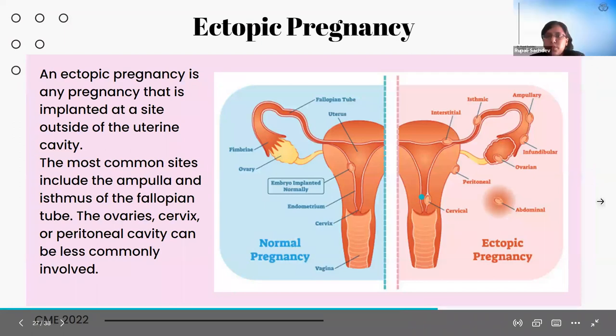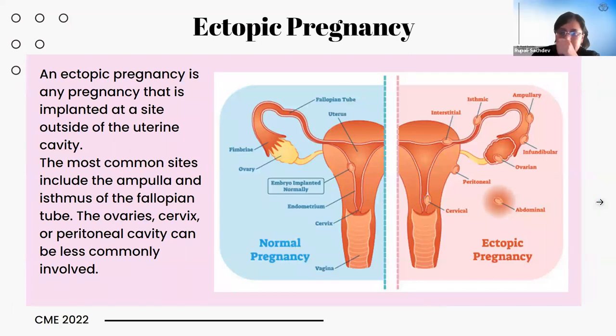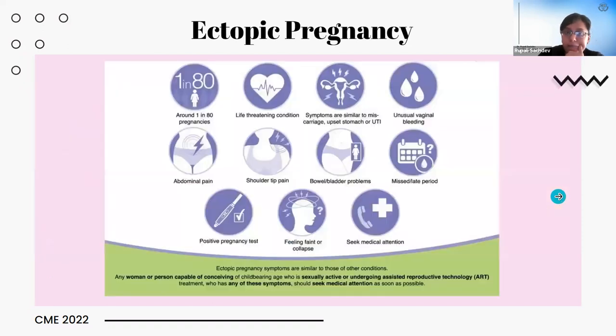Okay. Moving on to ectopic pregnancy. So ectopic pregnancy is any pregnancy that is implanted at a site outside the uterine cavity. The most common sites include the ampulla and the isthmus of the fallopian tube. Other sites can be ovarian, cervix, peritoneal cavity, but these are less common. So you can see all the other sites where the implantation can take place.